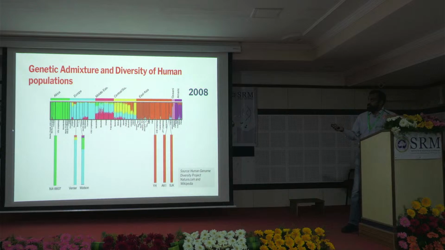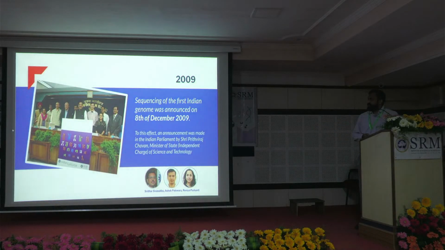Now, what you see here in the middle of the map is a very large population, one third of the global population, which had zero genomes from there. And India is right here in the middle of it. That's what we wanted to change. In 2009, we announced the first genome, making India the 7th country to sequence and announce its own genome.